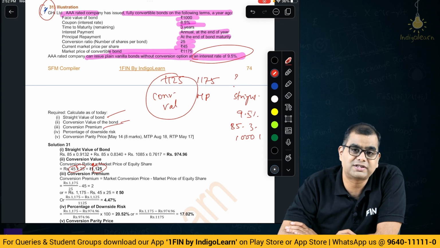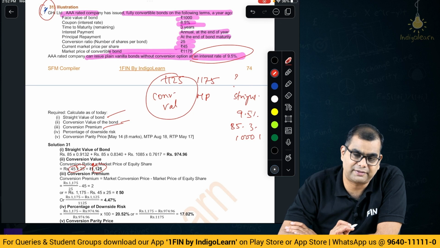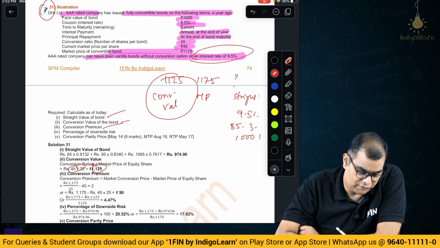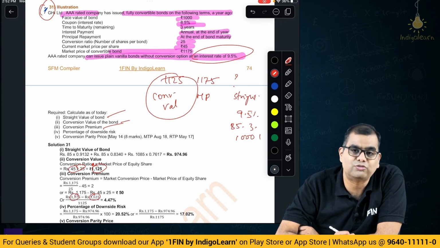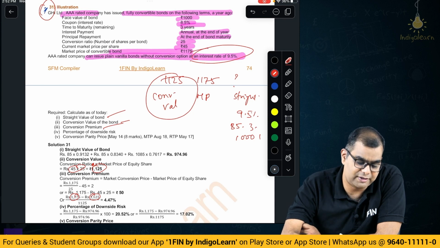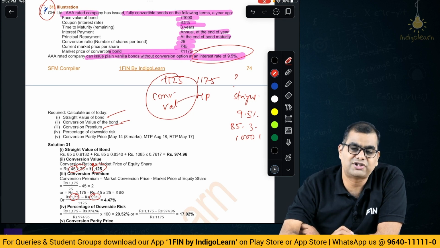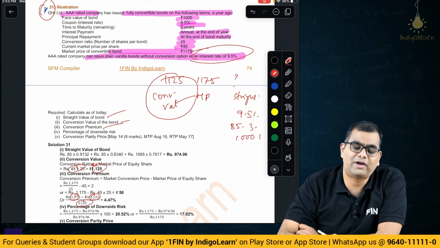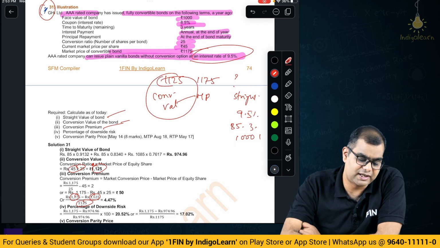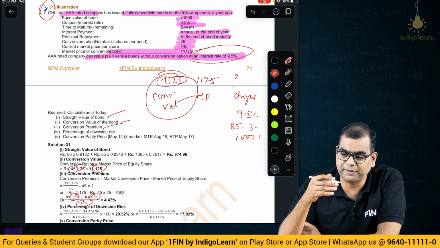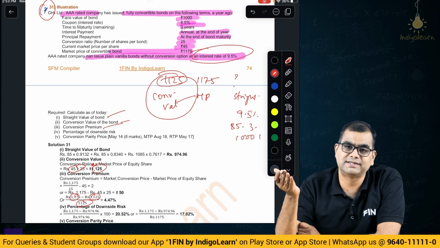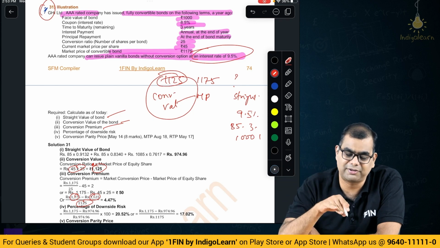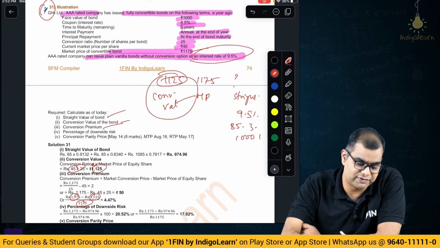Then conversion premium. What is conversion premium? The price at which it is currently trading versus the value of equity shares that it represents as on today. So 1175 minus 1125. It is very simple. 1175 is current market price of the bond. 1125 is the conversion value. So 1175 minus 1125 is 50 divided by 1125. What is 1125? 1125 is the conversion value. So premium, when you say premium over something, premium is not a subtraction. Discount is a subtraction. Premium is addition. So premium over 1125 is the conversion value. You get it as 4.47%.